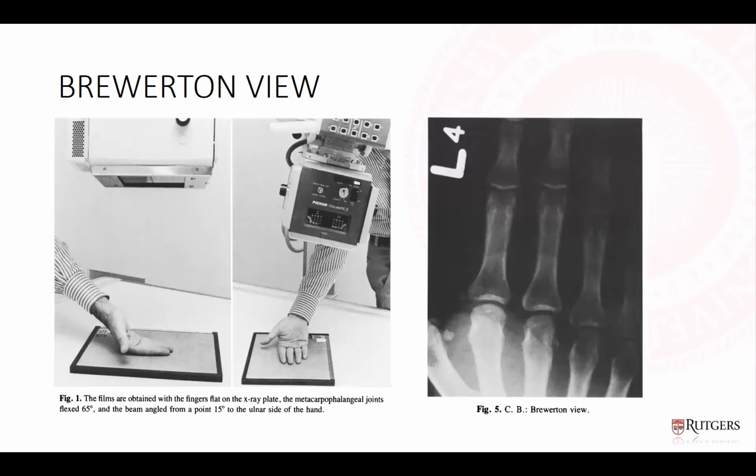This is how you obtain a Brewerton view, which I briefly mentioned earlier. This can be useful in identifying and characterizing metacarpal head fractures. It's obtained by flexing the MP joint to 65 degrees, with the dorsum of fingers lying flat on the x-ray plate and the tube angled 15 degrees in an ulnar to radial direction. The example on the right shows a subtle fracture of the third metacarpal head on the ulnar side there.